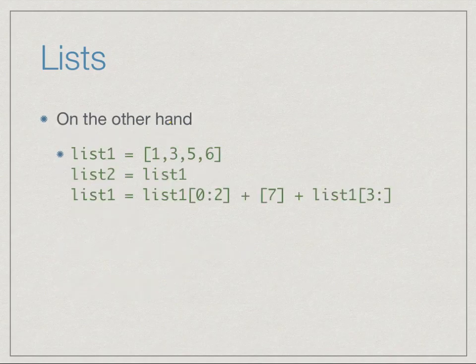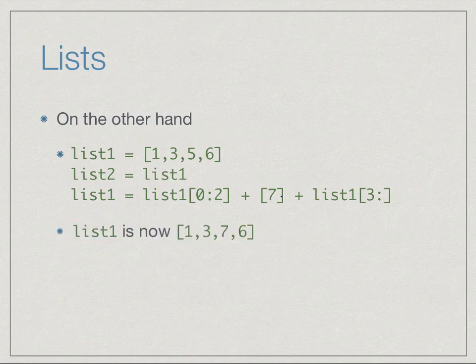On the other hand, if we made this change in a more roundabout way, what we did was we took this list and first took its slice 1, 3, from 0 up to position 1, not 2, so I get 1, 3. Then I insert a 7, and then I take from position 3 onwards, which is 6. Then I also get 1, 3, 7, 6 in list 1.